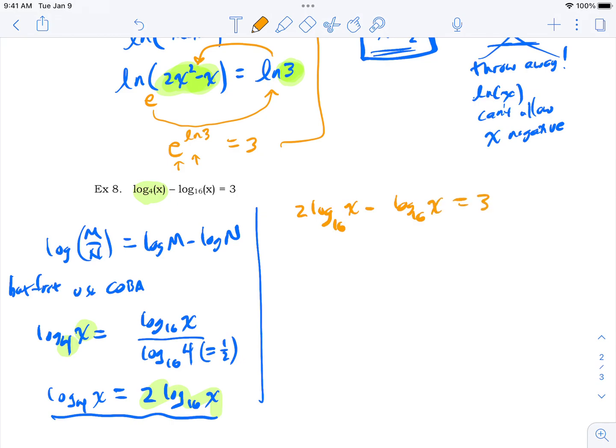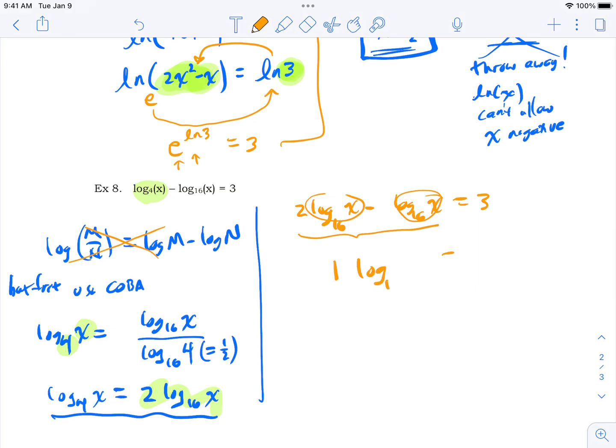Well, actually, this is working pretty nice. How can we combine these two together? Well, we're not even going to need this property. You know why? They're like terms. 2 of these minus 1 of these equals 1 of these. 1 times the log base 16 of x is equal to 3, right? They're like terms. 2 patterns minus 1 pattern is 1 pattern. And I can erase the 1, really. So log base 16 of x equals 3.